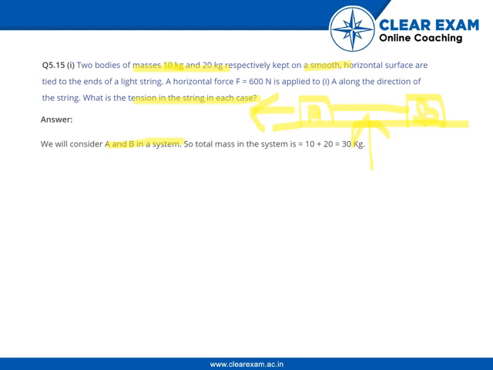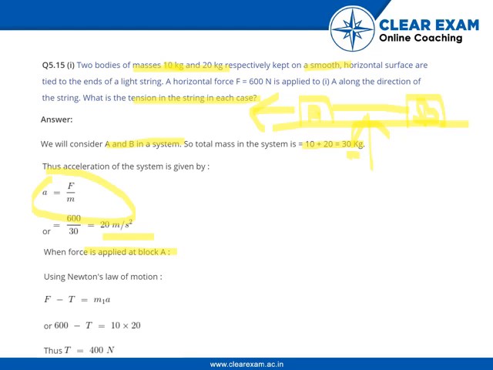Let's consider A and B as a single system. So the total mass would be 30 kg. Therefore, we can find the acceleration by applying the formula force is equal to mass times acceleration. We get that as 20 meters per second squared.